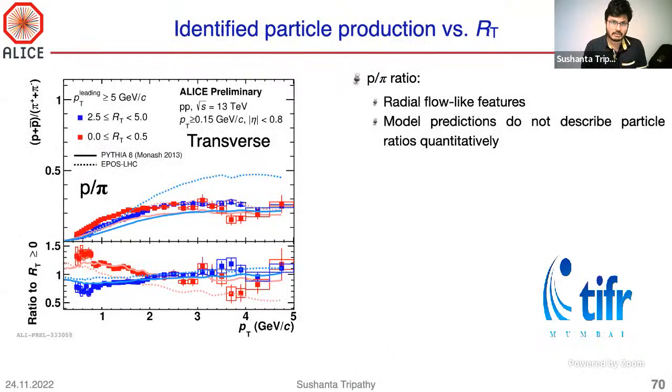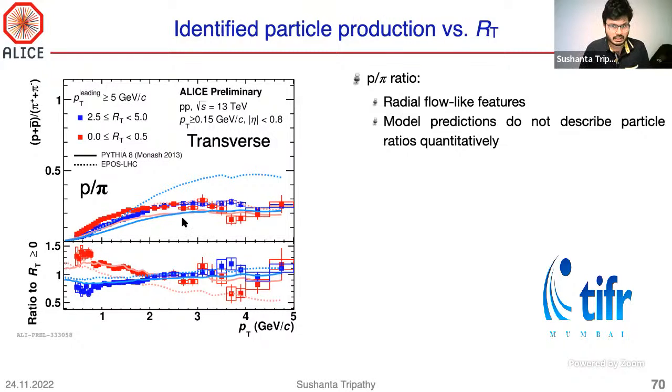And we also have measurements of identified particle production as a function of RT. So here also, RT is quite complementary to the spherocity estimation, because in that case as well, you are looking at jetty events and isotropic events. Here you are looking at events with very little underlying event and very high underlying event. So here is the p over pi ratio in the transverse region as a function of PT. You can see that 2.5 to 5 is the high underlying event contribution region, and 0 to 0.5 is the low underlying event region.